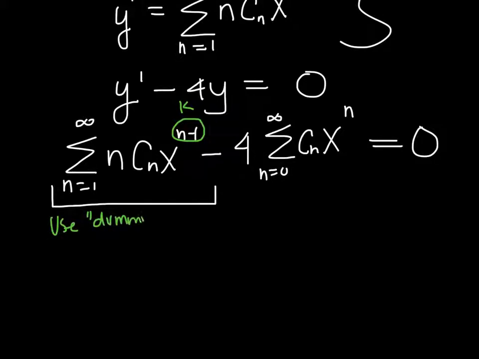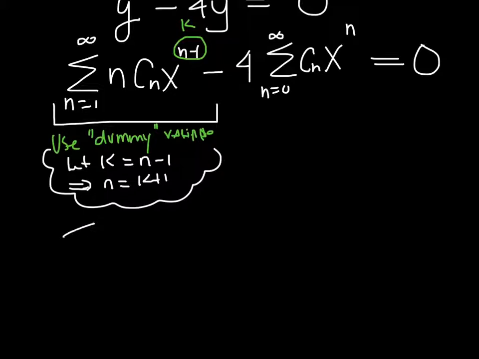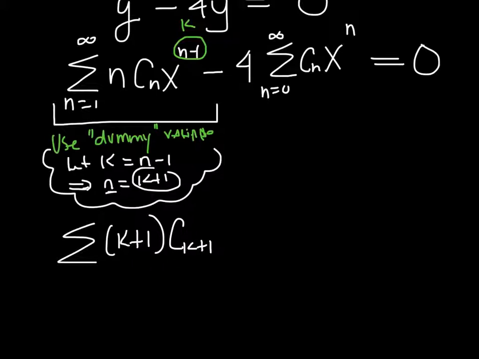A dummy variable in math, it actually is a math term. A dummy variable is basically just a placeholder variable. So I'm letting k be n minus 1. Okay, so if we solve for n, then that's going to be k plus 1. So I want to use this to rewrite this. I'm going to write my sigma. n is k plus 1. So I'm going to replace n with k plus 1. And I have Cn, so C k plus 1, since again n is equal to k plus 1.